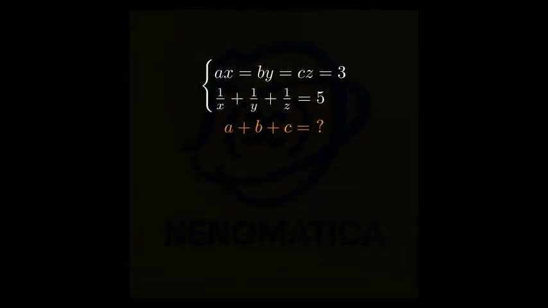Step 1. Because each product equals 3, we can solve each variable directly. From ax equals 3, we get x equals 3 over a. From by equals 3, we get y equals 3 over b. From cz equals 3, we get z equals 3 over c.